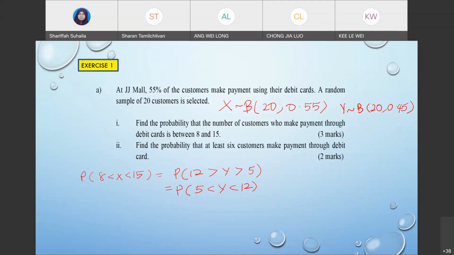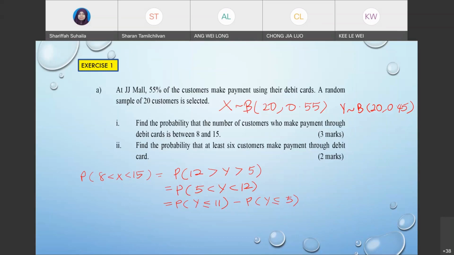Okay, so now Y equals 6, 7, 8, 9, 10, 11. Okay, but does not include 12. So what we want to find is probability Y less than or equal to 11 minus probability Y less than or equal to 5, because you want the values 6, 7, 8, 9, 10, 11.